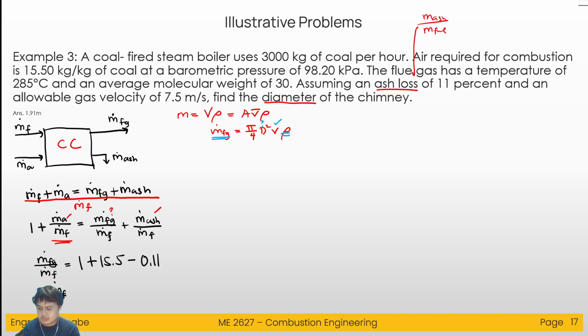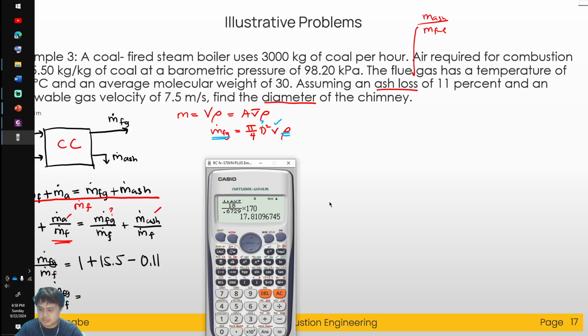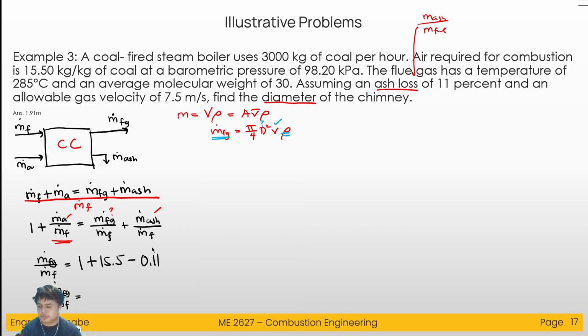So the answer here for the MFG, mass of the flue gas per mass of fuel, I'll use a calculator. So 16.5, minus 0.11. So this will be 16.39. What is the unit? The unit should be kilogram of flue gas per kilogram of fuel.